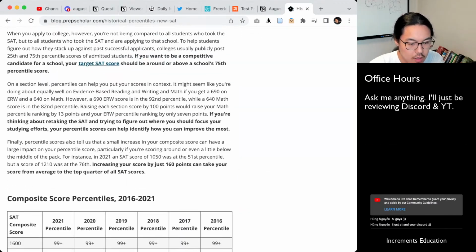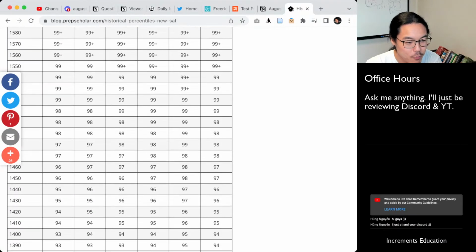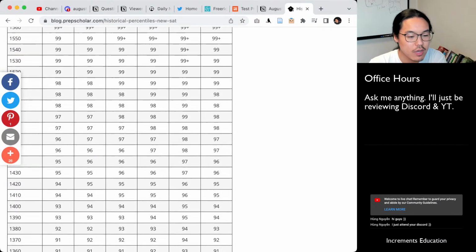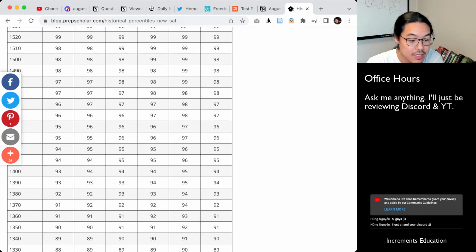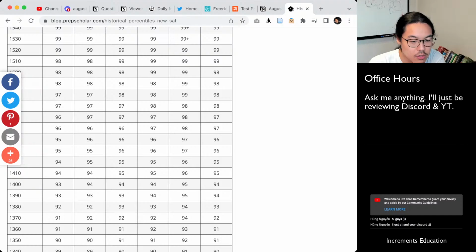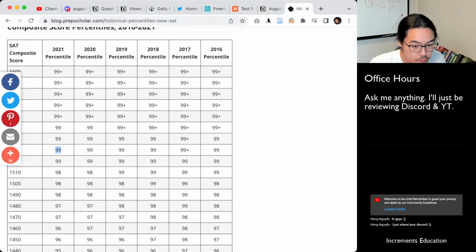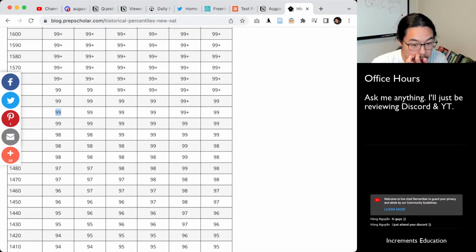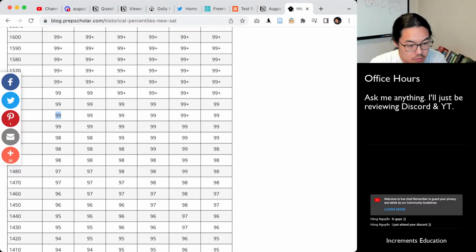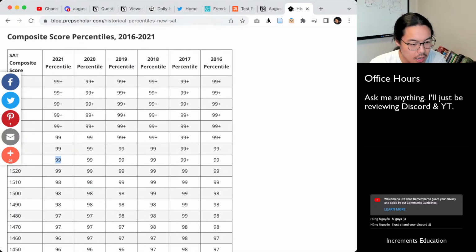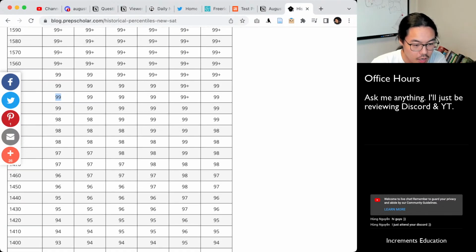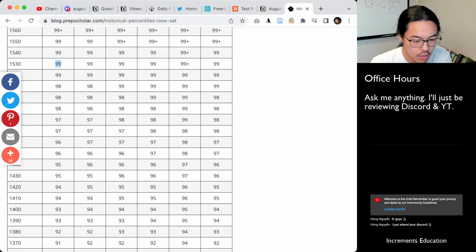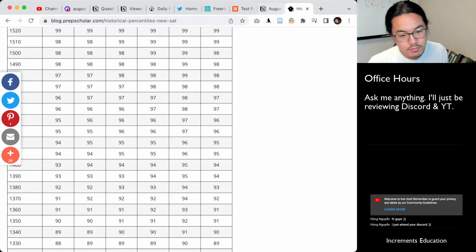But if you want to improve, you have to face the reality. You have to accept the reality and then be like, okay, now what? So 1530 is still the top 1%, according to these percentiles. Wow, that's actually shocking. I knew that these were like 0.1% or whatever, but I'm a little shocked that 1530 is top 1%.